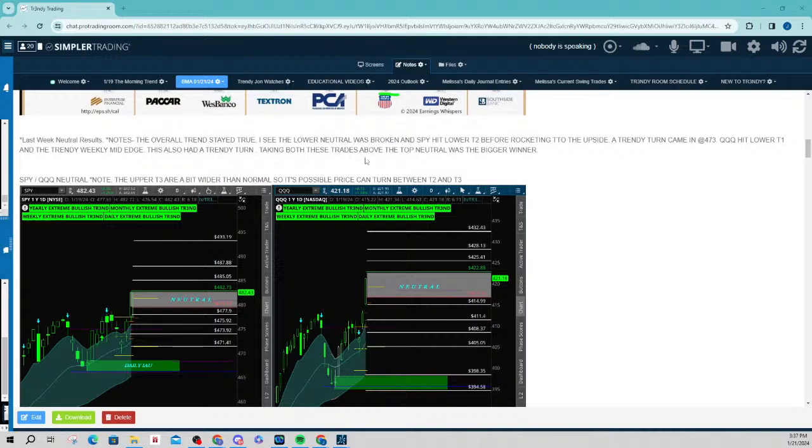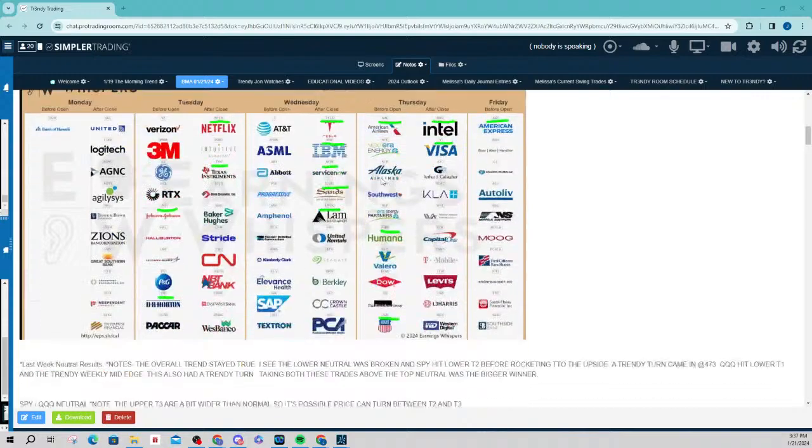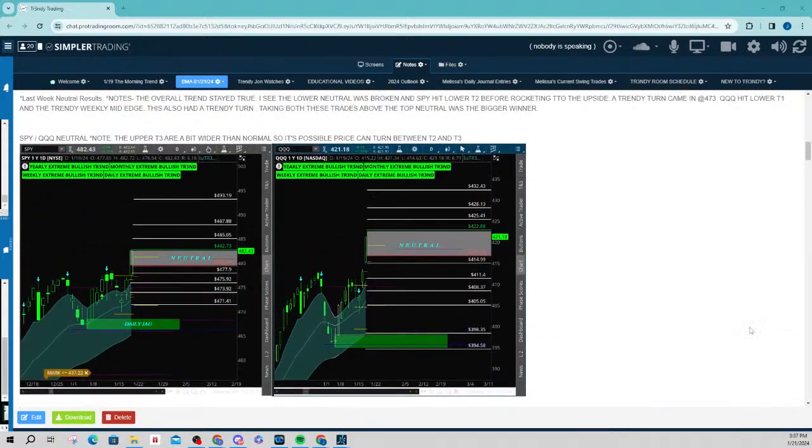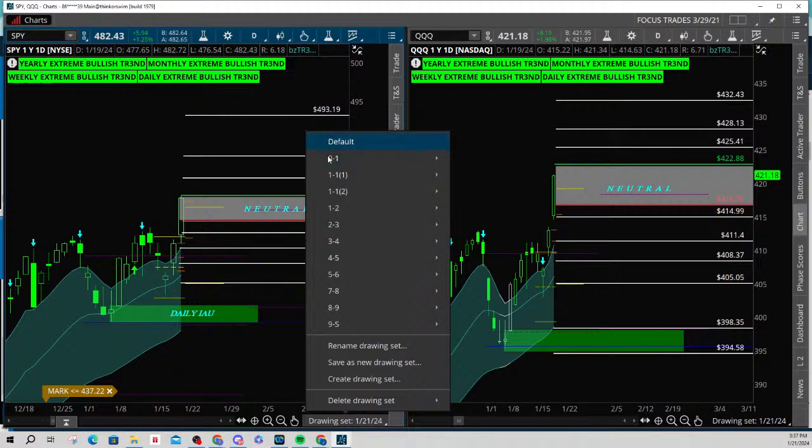Now, I see the lower neutral was broken and SPY hit, so I need to put this in. Give me one second as I pull this up. Let's go into right here, and I keep all of these.